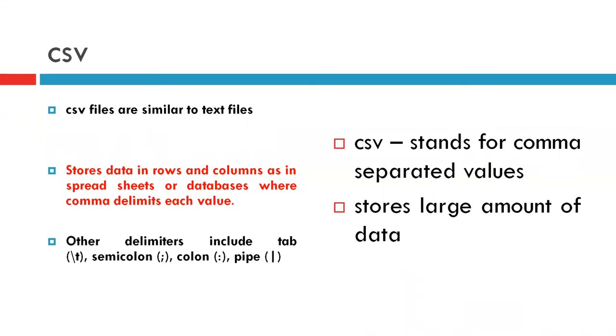The CSV file is similar to a text file, wherein you are able to store a very huge amount of data in CSV when compared to a text file. The data in CSV gets stored in the form of rows and columns, as in spreadsheets or databases, where a comma delimits each and every value. The other delimiters other than comma are tab, semicolon, colon, and pipe symbol respectively.